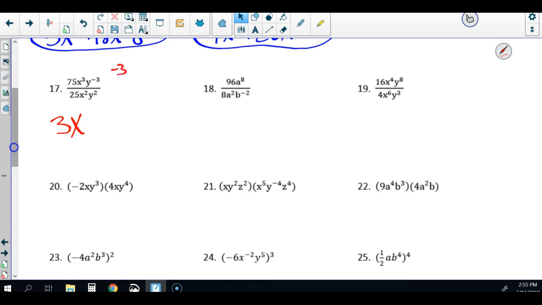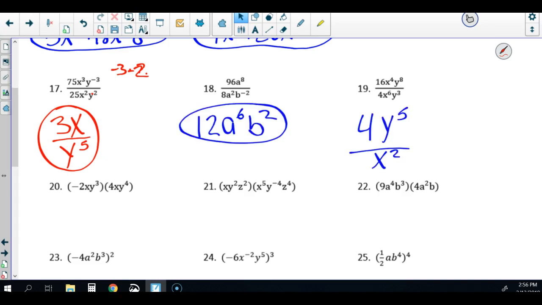Y, negative 3 minus 2 is negative 5. So y to the negative 5th does not go up top like that. That's not fully simplified. We're going to move that to the denominator and make it positive 5th. So there's that one. Same rules apply to number 18 and 19.